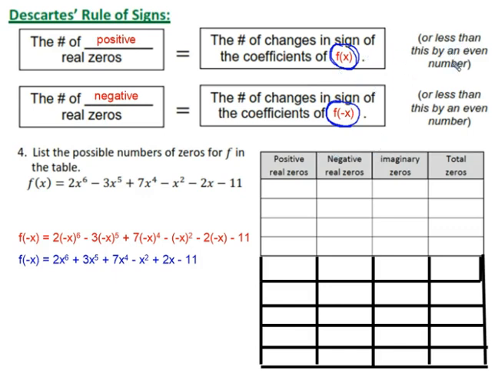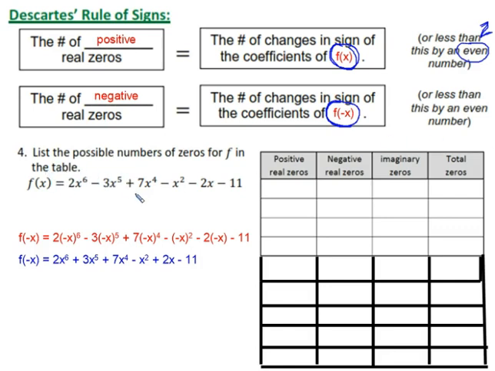Now, something that's a little tricky about this is that these number of changes are good to know, but we could also have another option that's less than this by an even number, even kind of meaning 2 in both cases. And this might make a little bit more sense when we go through the example, so let's just dive right into that.